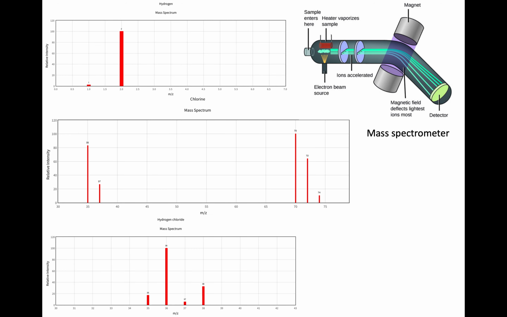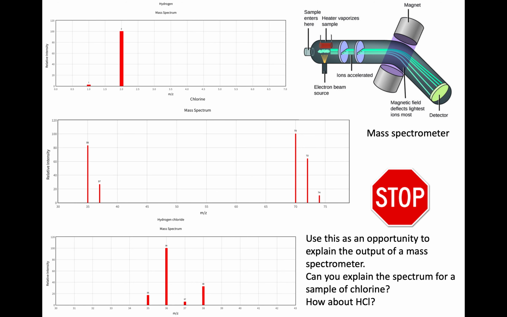Here I show the experimental data if you test chlorine and if you test hydrogen chloride. Pause the video, use this as an opportunity to explain the output of a mass spectrometer. What do the different peaks represent here in a sample of chlorine? Can you explain the spectrum for the sample of chlorine? How about HCl? Look at the particular values on the x-axis and see if you can share some ideas. How is the mass spectrometer working and what's giving rise to these particular peaks?